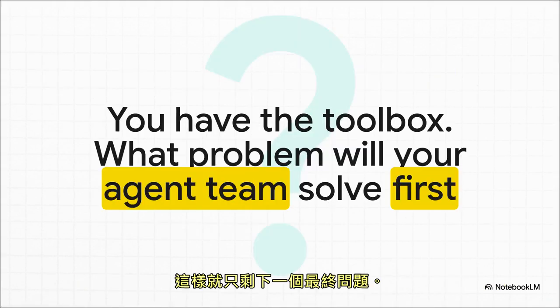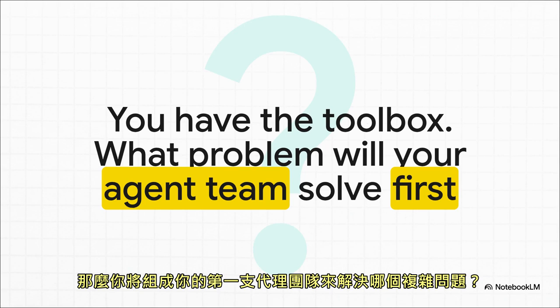And that really just leaves one final question. The toolkit is there, the workers are ready to go, and the playbook is clear. So what's that complex problem you're going to assemble your first agent team to solve?